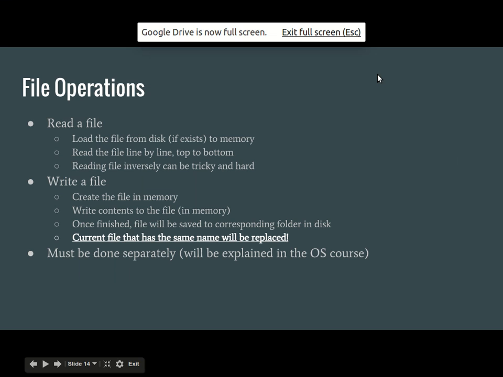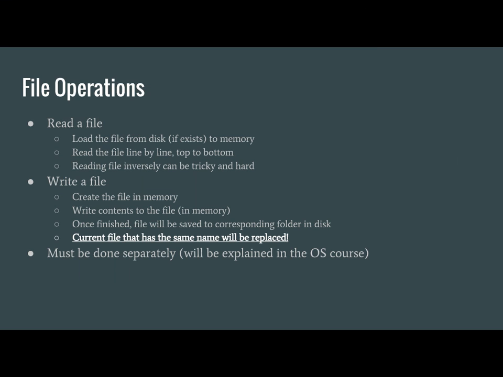Okay, so files. What can we do on a file? Turns out there are two basic operations on it. Read a file, write a file, and that's it. Simple. When we need to read a file, the first thing we need to do is load the file from disk to memory, if the file exists. And then we can read the file line by line from the beginning to the end, or from top to bottom. Of course, you can read them inversely, but it's very difficult and it can be tricky. So I would not recommend doing that.